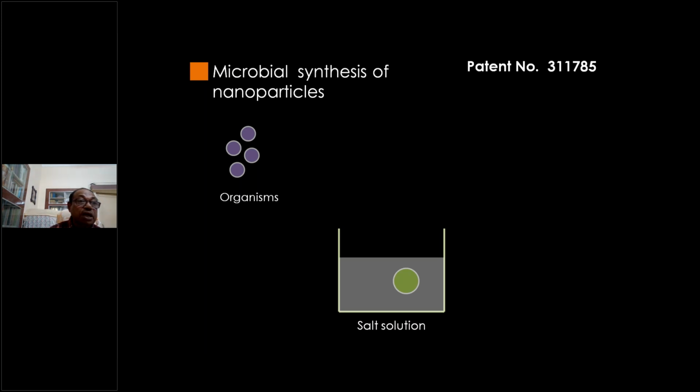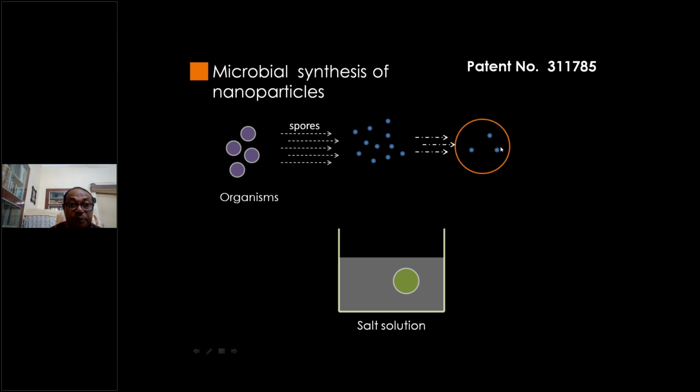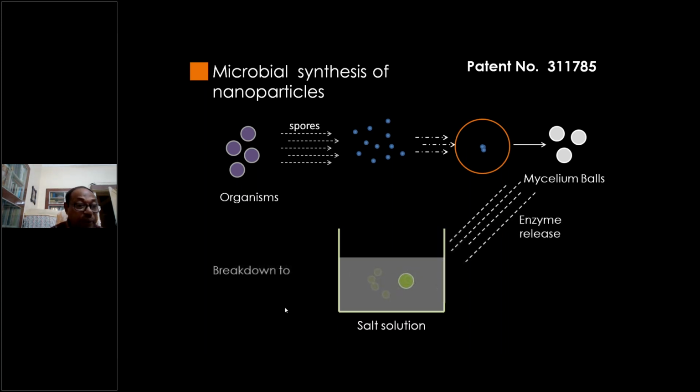Therefore, we have developed a microbial synthesis technique for these nanoparticles, where we isolate organisms from the native soil, and then use their spores to prepare the mycelial ball. We allow this mycelial ball to release enzymes to break down our desired salts into nano. This way, we prepare all types of particles needed in agriculture through the microbial synthesis technique.